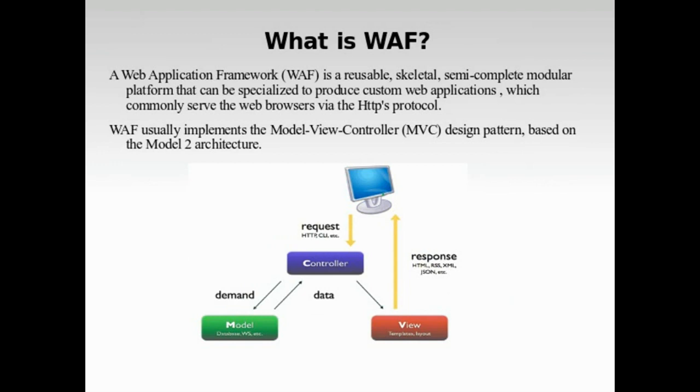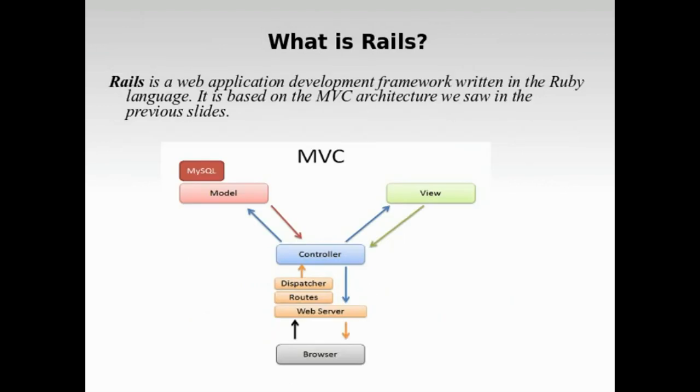Rails is a web application development framework written in the Ruby language. It is based on the MVC architecture we saw in the previous slides. It is designed to make programming web applications easier by making assumptions about what every developer needs to get started. It allows you to write less code while accomplishing more than many other languages and frameworks.